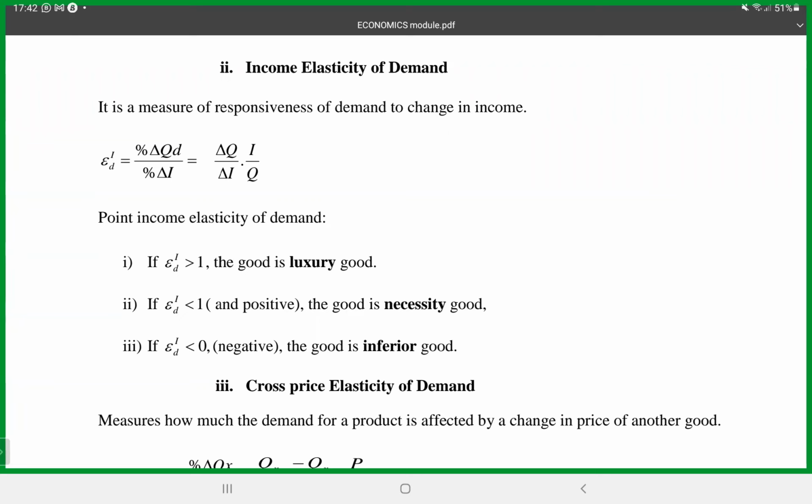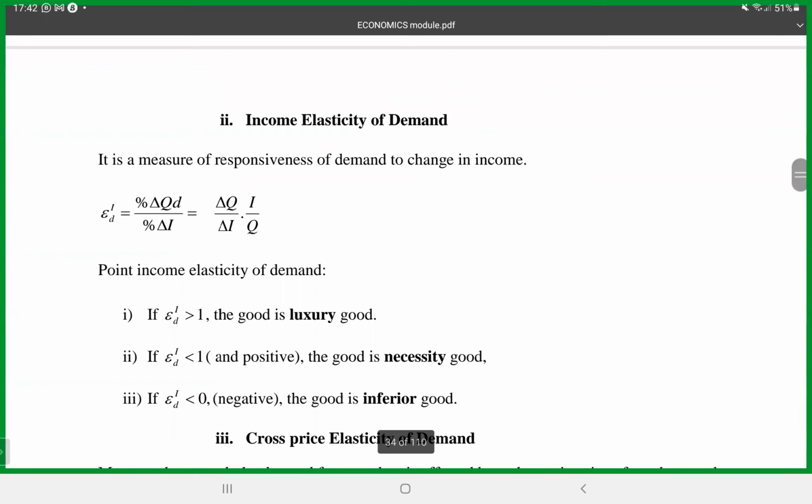If the elasticity of demand is less than one but positive, just know that the good is a necessity good. But if the elasticity of demand is less than zero, meaning it is negative, it means that the good is an inferior good. Inferior goods are those goods whose consumption you reduce as your income increases. You just consume them because you don't have enough income. If your income increases, then you change, and you stop or reduce the consumption of such goods.